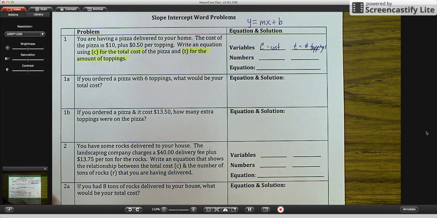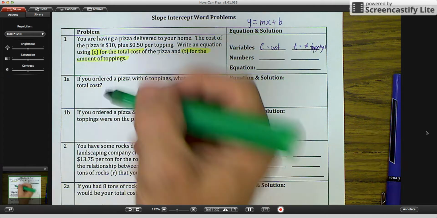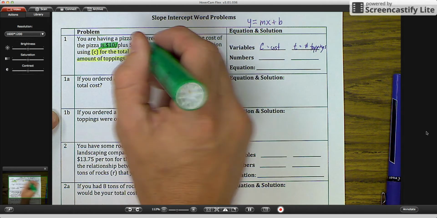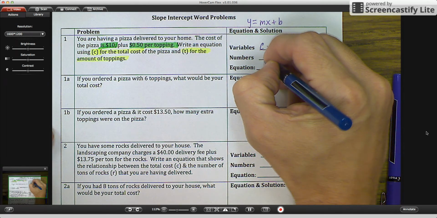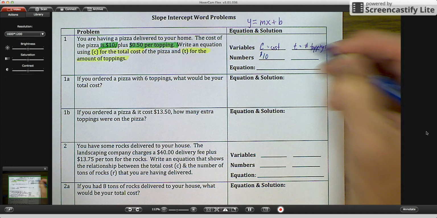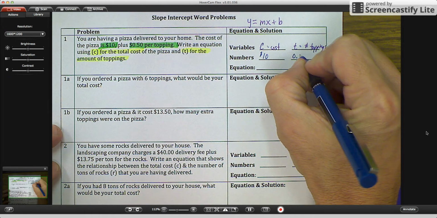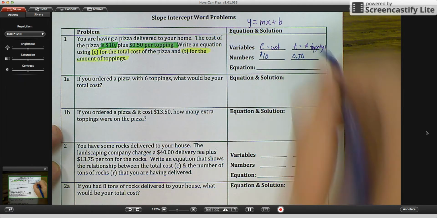And then we have two numbers. We're always going to have two numbers, and I'll highlight them in a different color. The pizza cost is $10, and it's 50 cents per topping. So we have $10 for our pizza. I'm going to put that under the cost because that's like the original cost. And then 50 cents, 0.50, per topping. I'm going to put that underneath the topping.